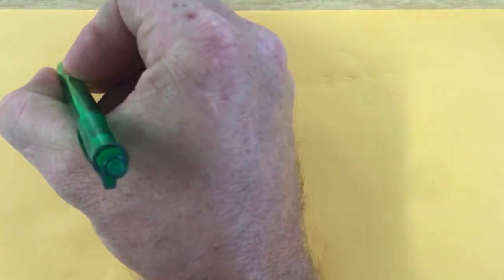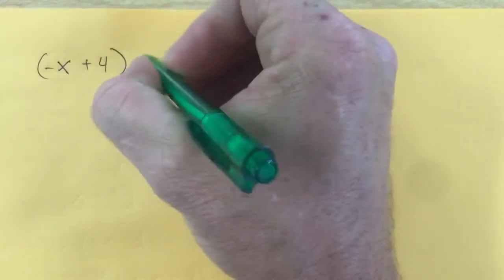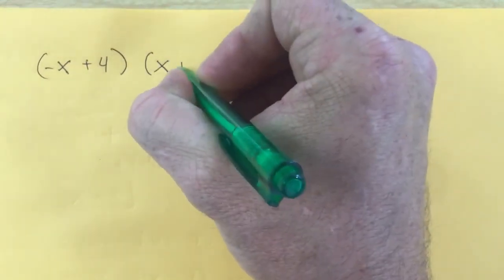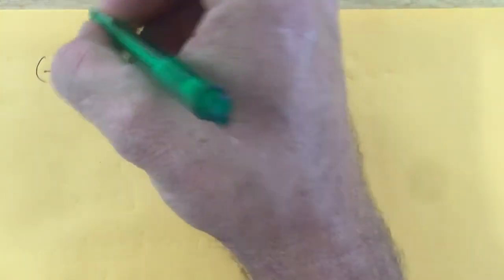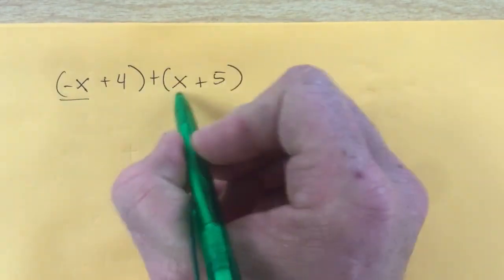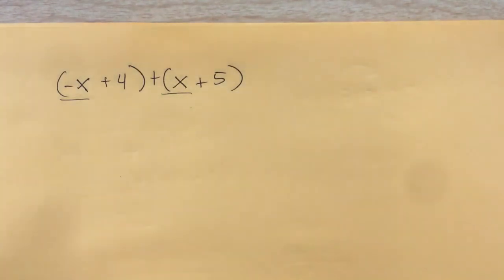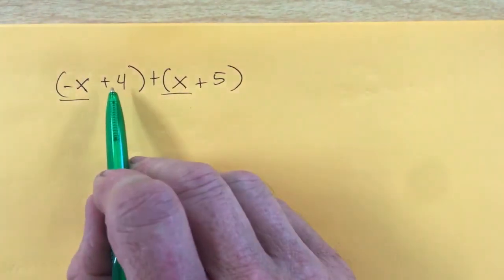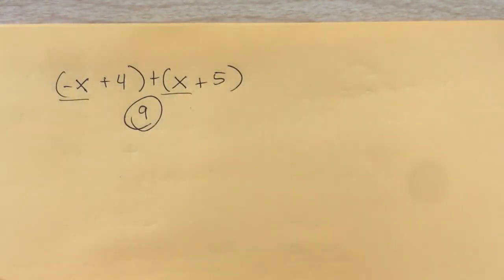Let's do this right here: -x plus 4, and then x plus 5. We're going to do these two. Let's add them first. When I add, I go -x plus +x, which is -1 plus +1, that's 0, so that just goes away. Then I got 4 plus 5, which is 9. So there's what I get when I add them: 9.